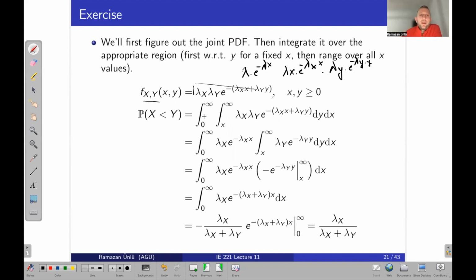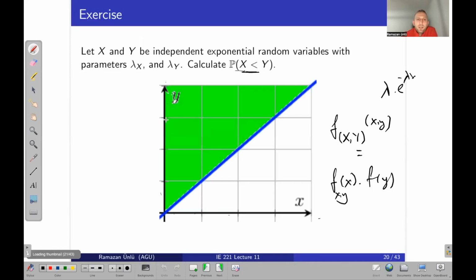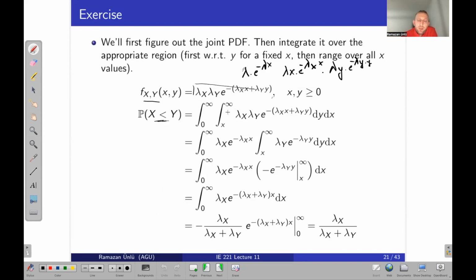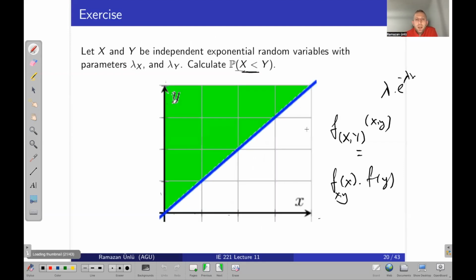As I said, I need to integrate this joint PDF over the domain that satisfies the condition that x is less than y. But let me clarify that one. How can I specify the limits of the random variables? Because I have to specify the limits of the integrals, right? That will be two integrations, based on y and x. But what will be the limits of these random variables?